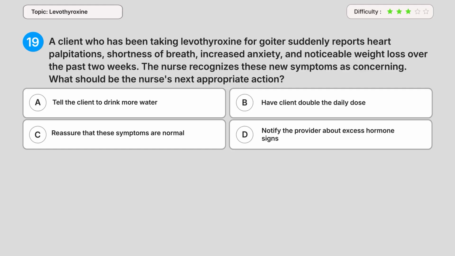A. Tell the client to drink more water. B. Have client double the daily dose. C. Reassure that these symptoms are normal. D. Notify the provider about excess hormone signs.